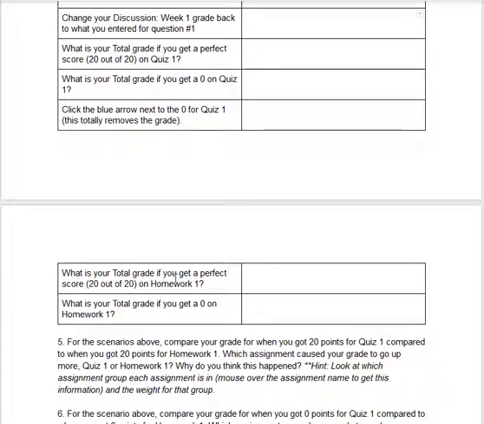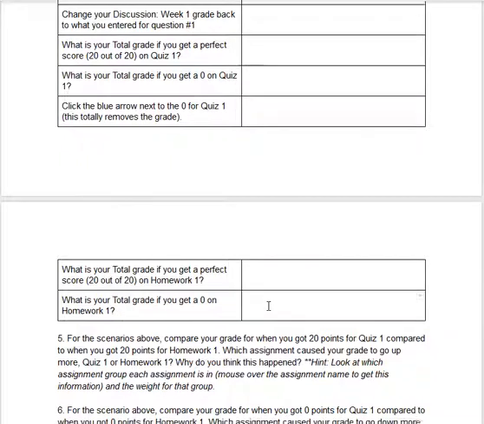So we're basically just reverting the grade back to what it was here because we then want what is your total grade if you get a perfect score, 20 out of 20 on homework 1. So technically a lot of students would think, well, quiz 1 is worth 20 points, homework 1 is worth 20 points, so they're worth the exact same amount. Well, what the students may or may not understand is that the whole category quizzes is actually worth 30% of their grade, where homeworks are only worth 10%. So what that means, and hopefully they'll understand by doing this, is that if they get a 20 out of 20 on quiz 1, that's going to count a lot more towards their grade than getting a 20 out of 20 on homework 1. So then what is your total grade if you get a 0 on homework 1?